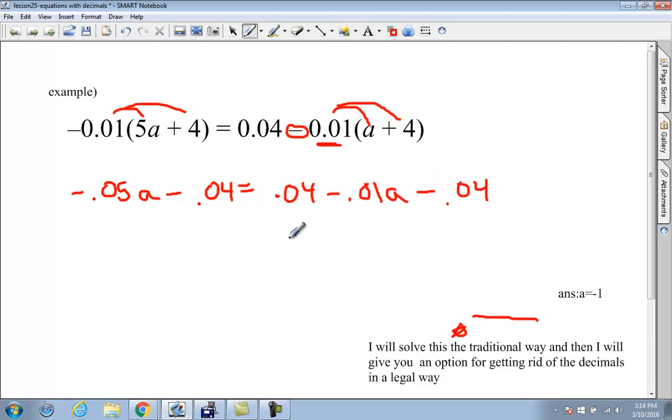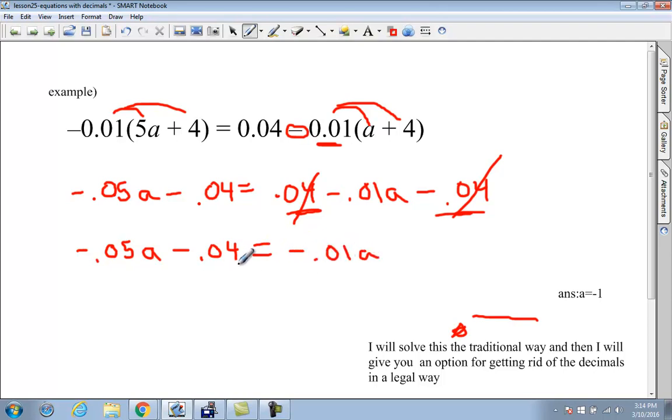Okay? When you arrive here, the recipe, if you will, says to combine like terms, so 0.04 and negative 0.04, well boy, they just cancel out, right? So now we have negative 0.05a, and here I have negative 0.01a.